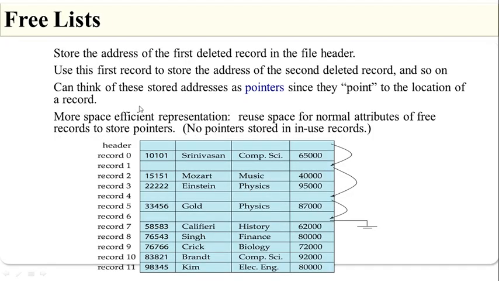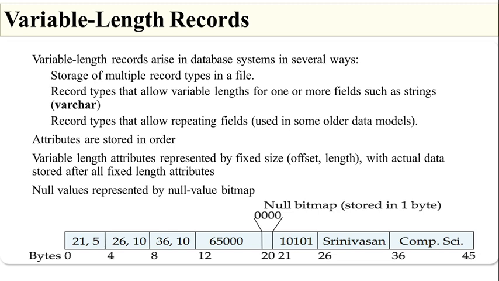Then the free list stores the address of the first deleted record in the file header and uses this first record to store the address of the second deleted record, and so on. We can think of these stored addresses as pointers, since they point to the location of a record. This is a more space efficient representation and reuses the space of normal attributes of free records to store the pointers. No pointers are stored in case of used records. If you consider that, then the free places can be reused and records can be moved over there.